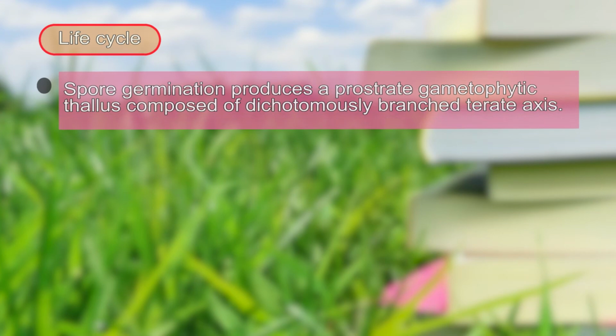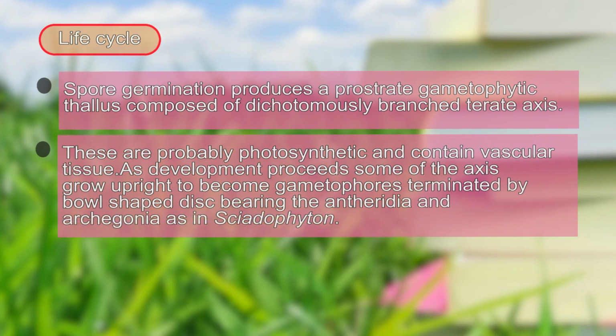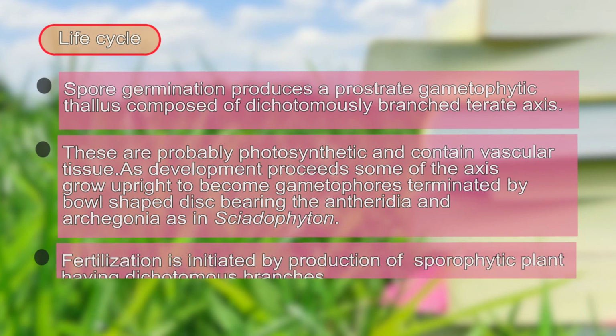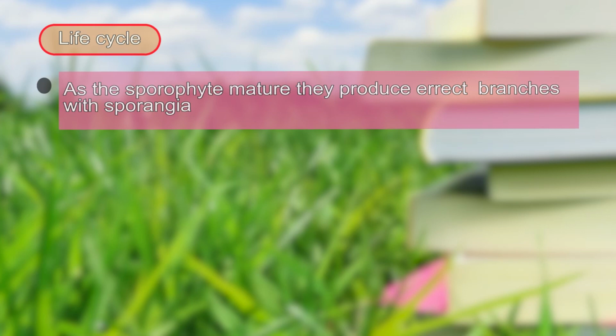Now coming to the total life cycle. Spore germination produced a prostrate gametophytic thallus composed of dichotomously branched terete axes. These are photosynthetic and contain vascular tissue. As development proceeds, some axes grow upright to become the gametophores, terminated by a bowl-shaped structure bearing the archegonia and the antheridia as in Sciadophyton. Fertilization is followed by the production of a sporophytic plant having dichotomous branches. As the sporophyte matures, it produces erect branches with sporangia.